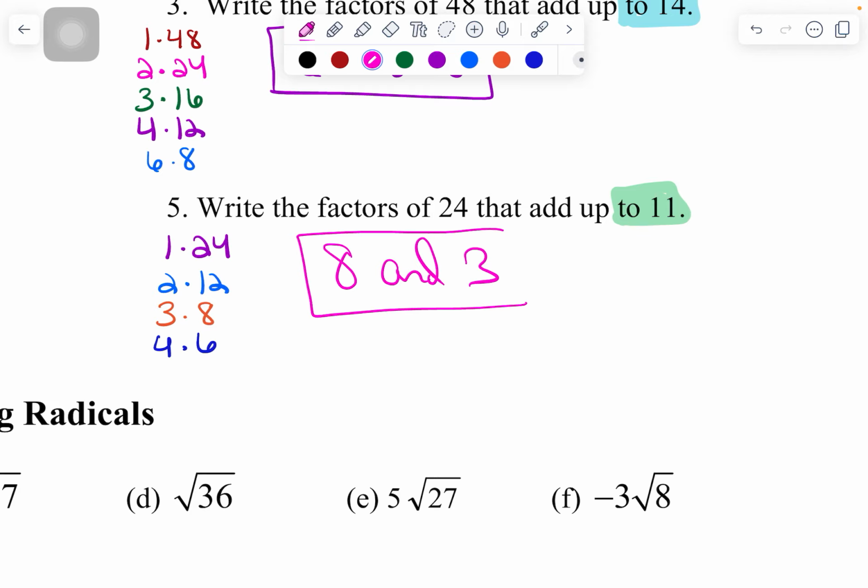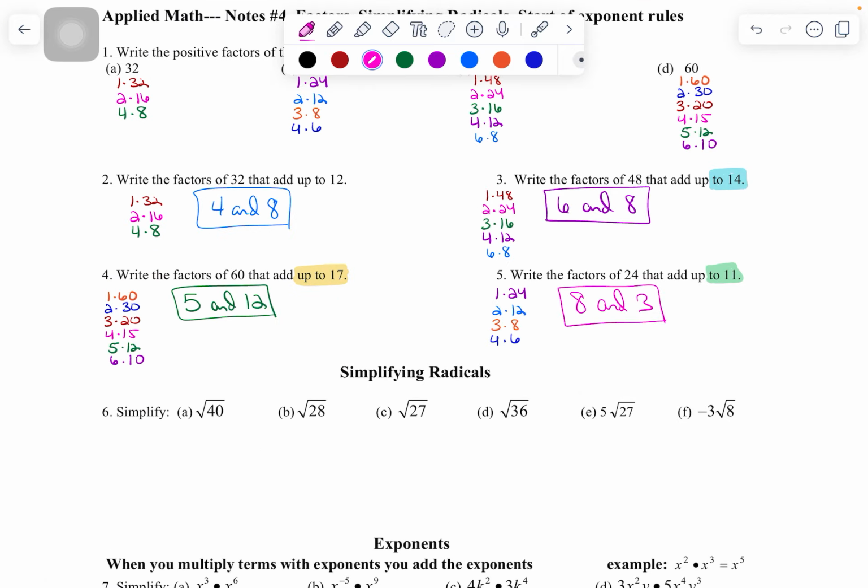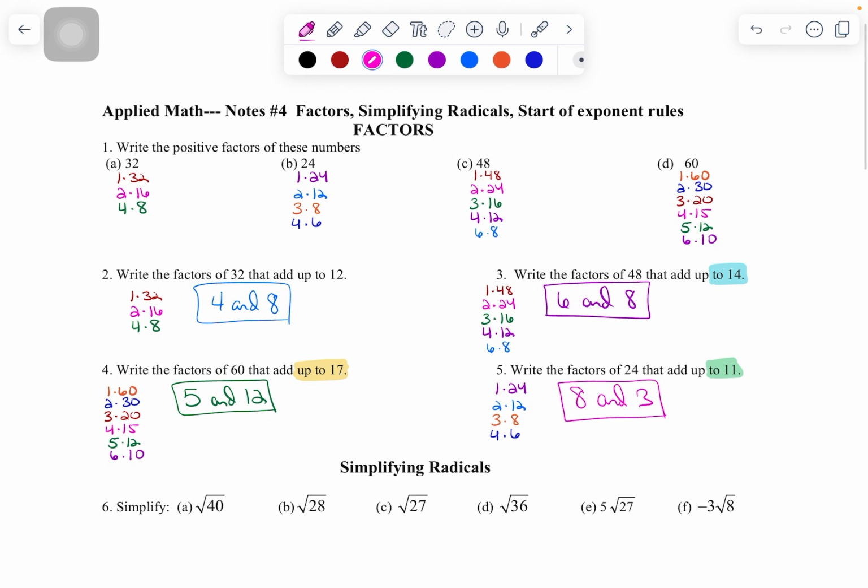Order doesn't really matter. All right, so that's a little practice finding factors and then also figuring out what pair of factors adds up to a specific number. Hopefully this helps. Let me know if you have any questions or concerns.